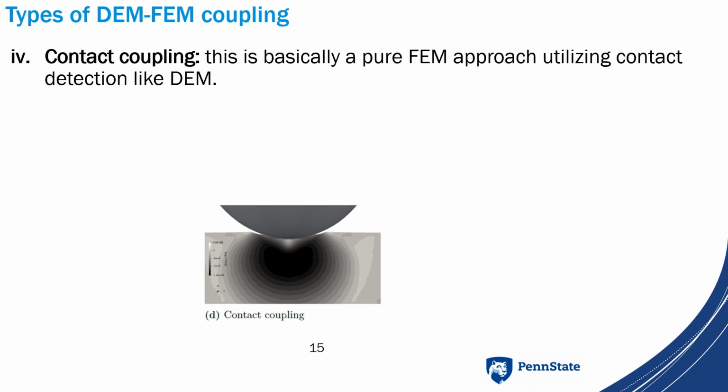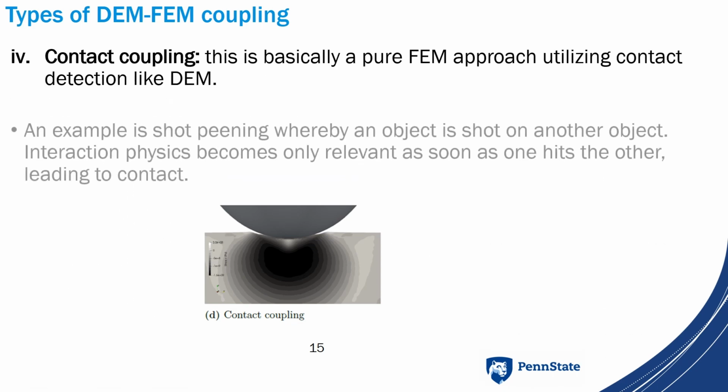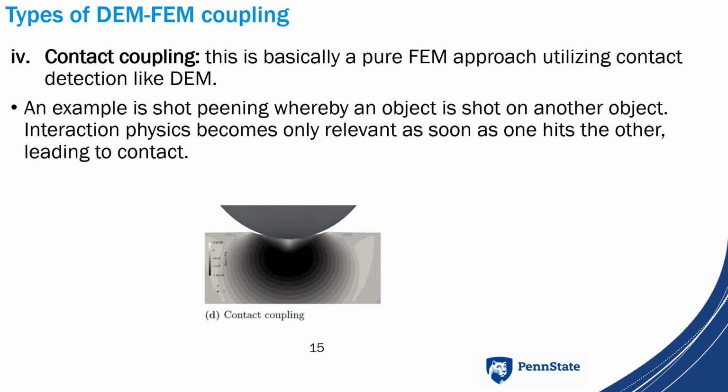Fourthly, we have contact coupling. This is basically a pure FEM approach utilizing contact detection like DEM. An example is shot peening, whereby an object is shot on another object. Interaction physics becomes only relevant as soon as one hits the other, leading to contact. The contact coupling mechanism enables the exchange of forces and displacement between the FEM and DEM domains at their interfaces, allowing for accurate representation of contact interactions, deformations, and failure mechanisms.